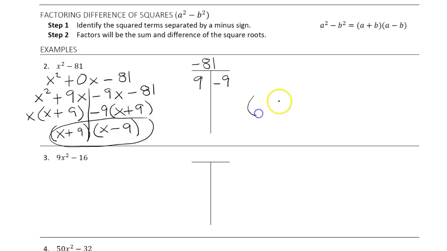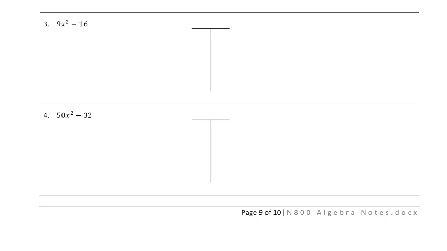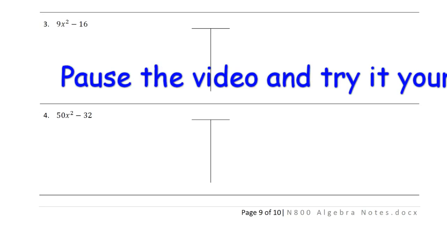So when you want to use the shortcut for difference of squares, take the square root of the first term and put it in the beginning, take the square root of the last term and put it in the end of each factor, double check that you have a minus in between, a difference of squares, which means it'll be a plus and a minus, and you have your answer. Pause the video now and try it yourself.